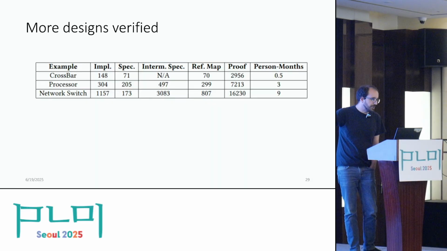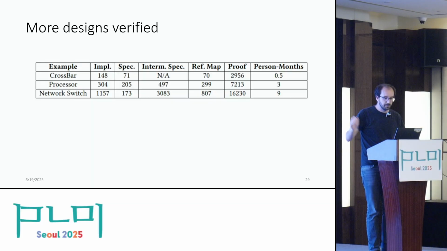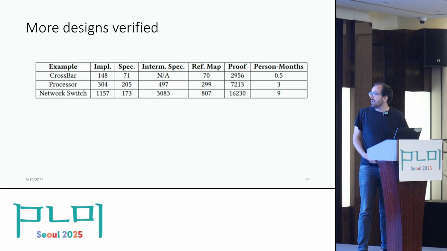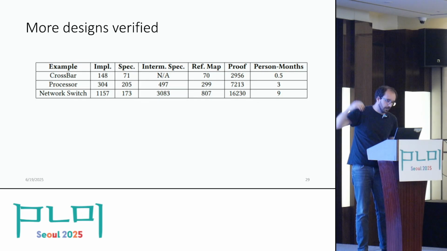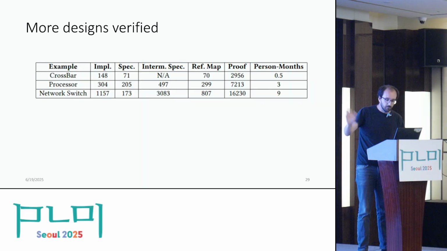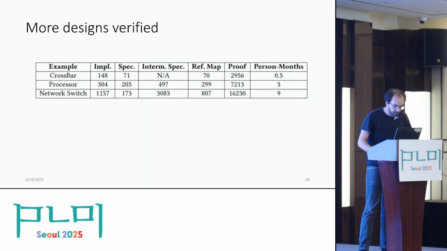So we verified a few more designs. Elvis wrote a programmable network switch with a nice specification, which is deeper than the processor. And then we proved a crossbar as well, and a family of processors. All of that, you can find more details in the paper.